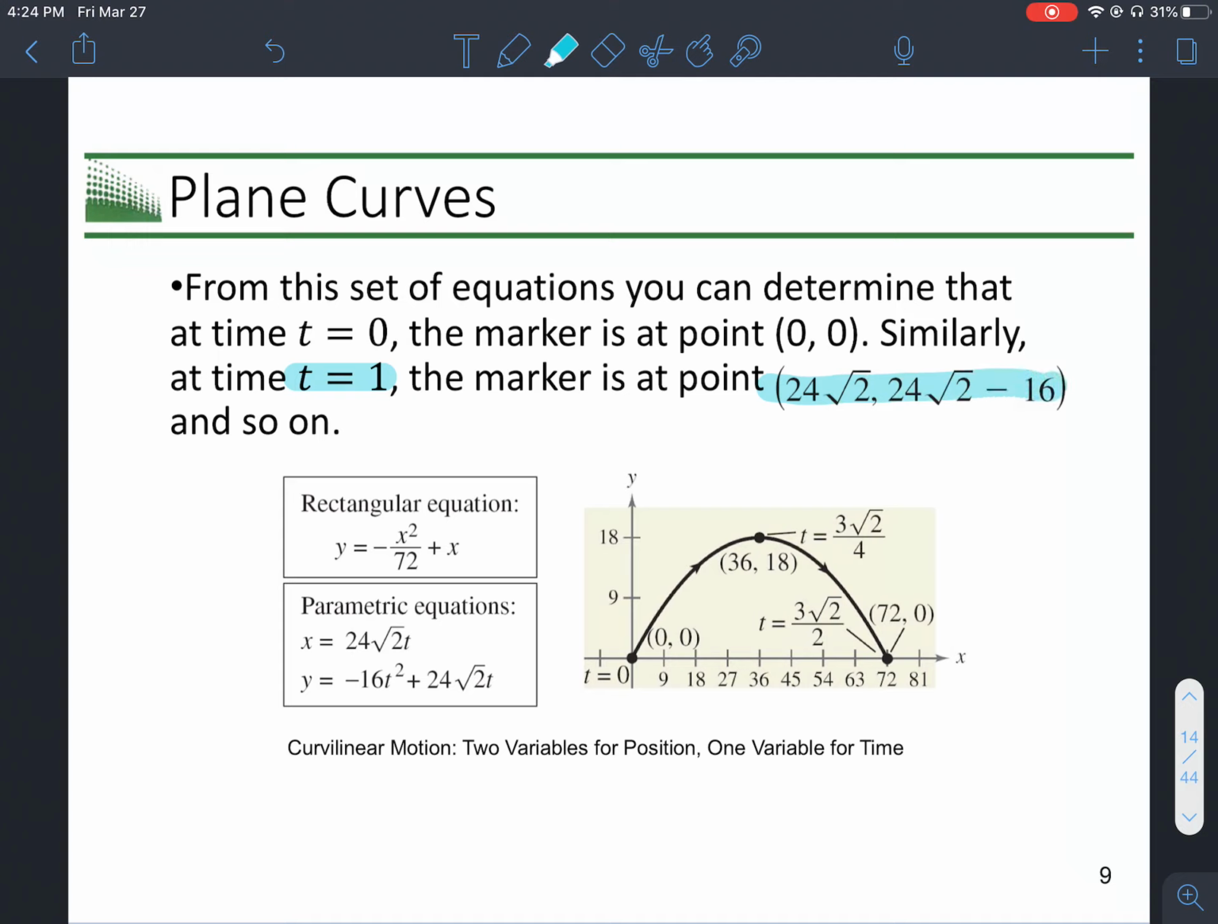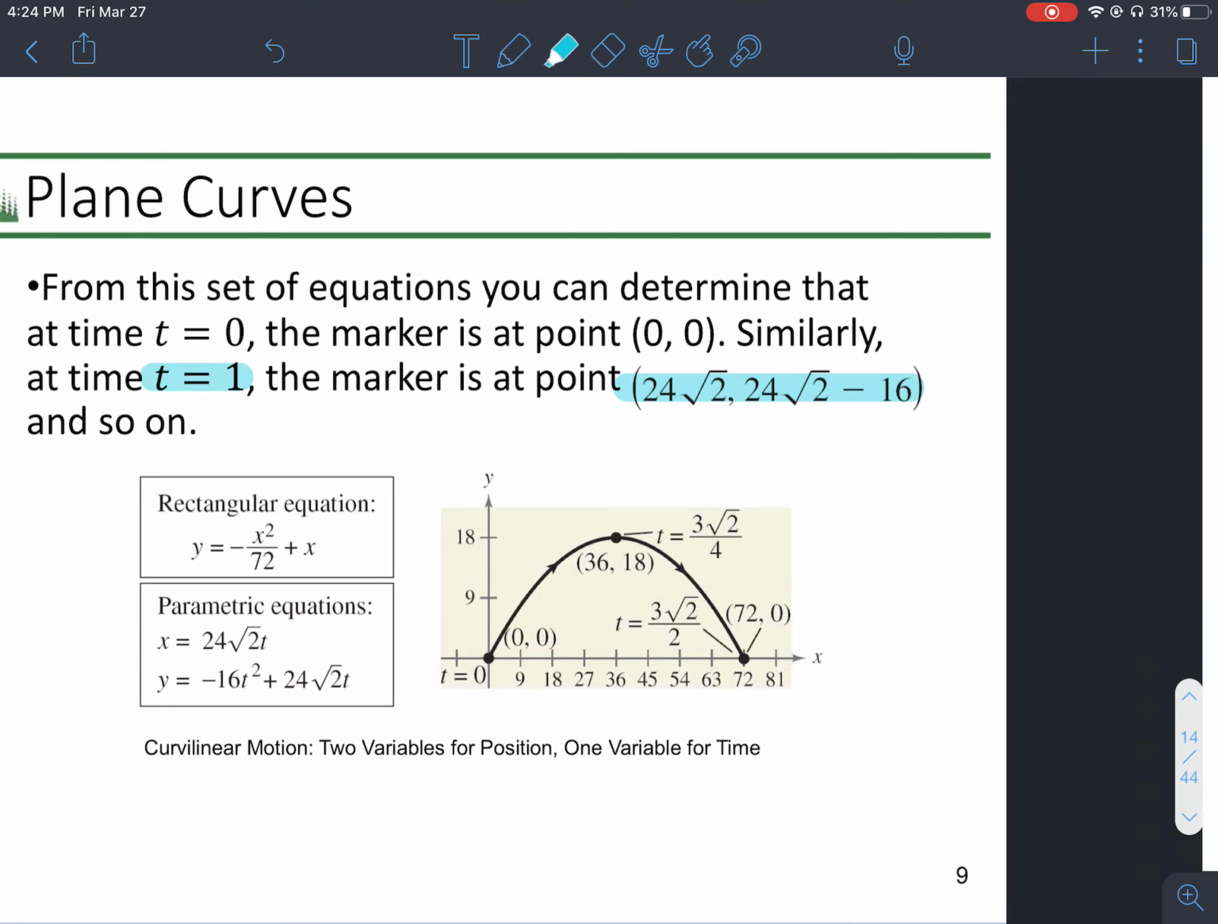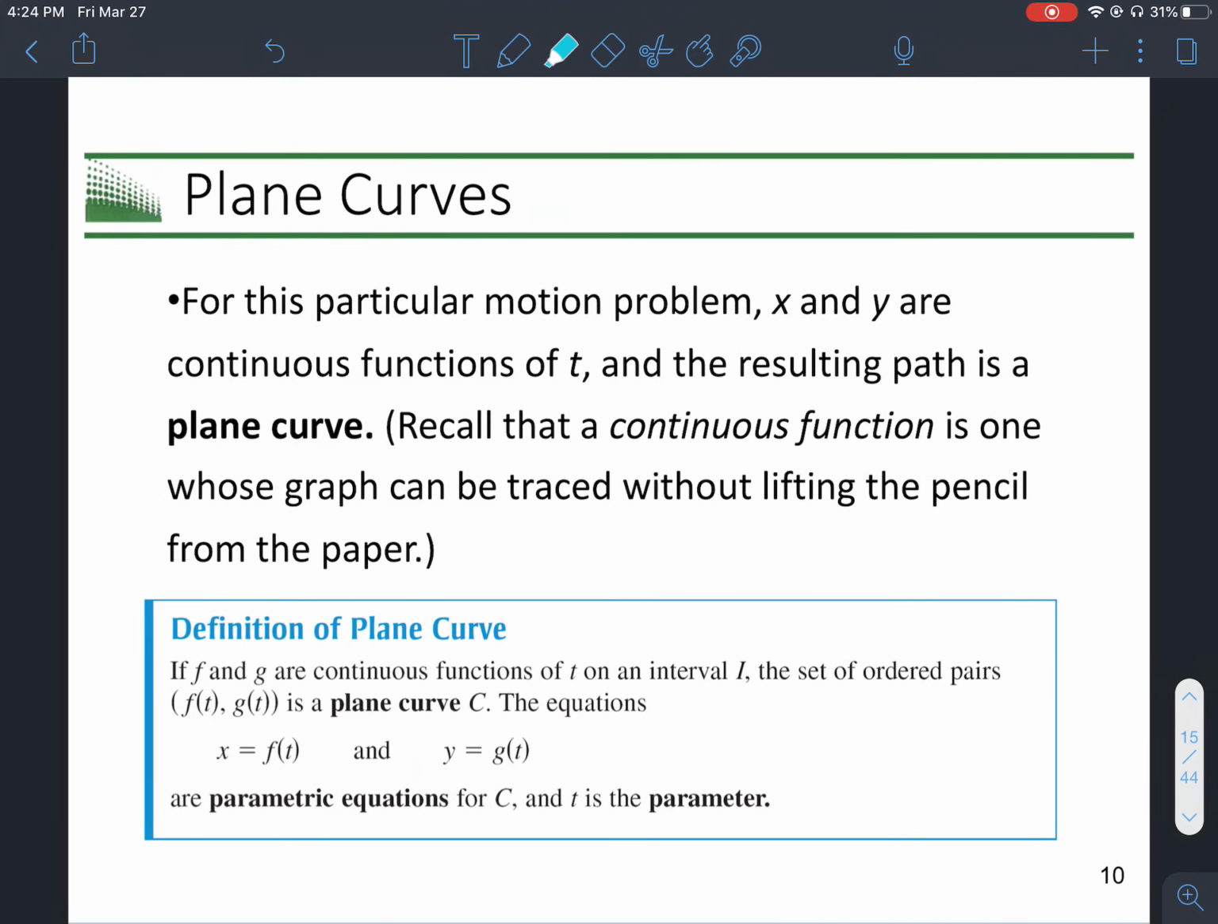We get a slightly uglier xy value, but it's still a point on our parabola. If we were to graph that point, it would be on our parabola somewhere. So right now we have the definition of a plane curve.